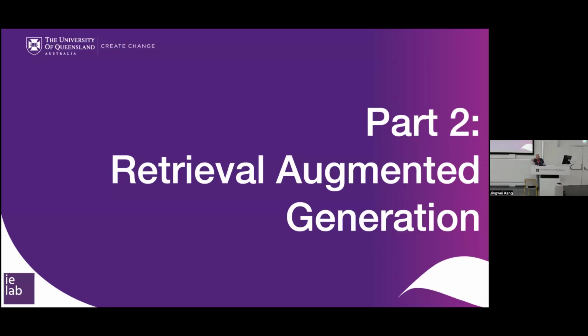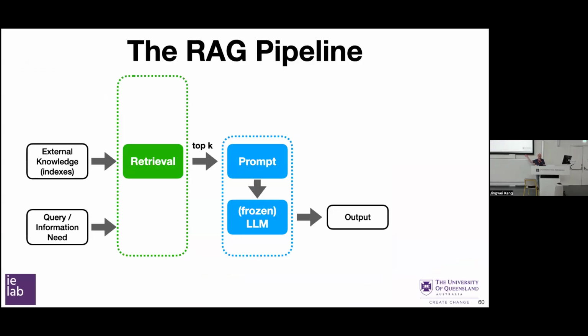Okay, in the last few minutes, I will try to cover the next 2 parts. Not too much. The second part is retrieval augmented generation. Now, we are lucky because Suzanne already showed you the typical pipeline for retrieval augmented generation, right? You have your external knowledge, your document collection, your index, you have your query, you send it to a retriever, the retriever finds the top K documents, you put those top K documents into a prompt, you send that prompt to a frozen large language model, you get your output. That's the retrieval augmented pipeline.